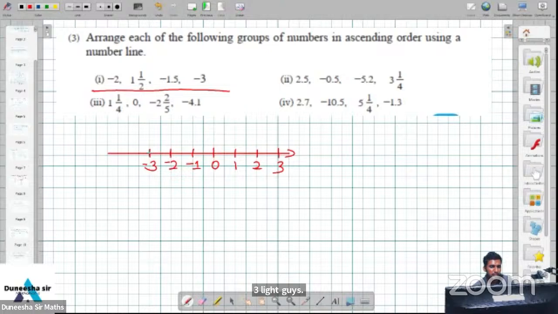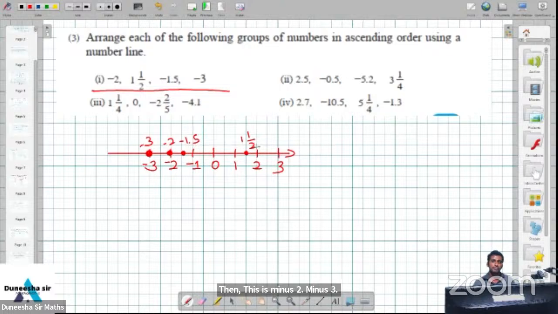The least number is -3. Then -2. Then 1 and 1/2 is between 1 and 2, right? Okay. -1.5, yes. Then -1.5. This is -2, -3. This is 1 and 1/2.